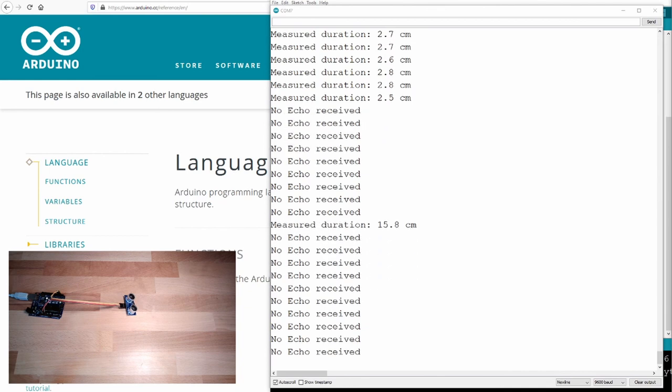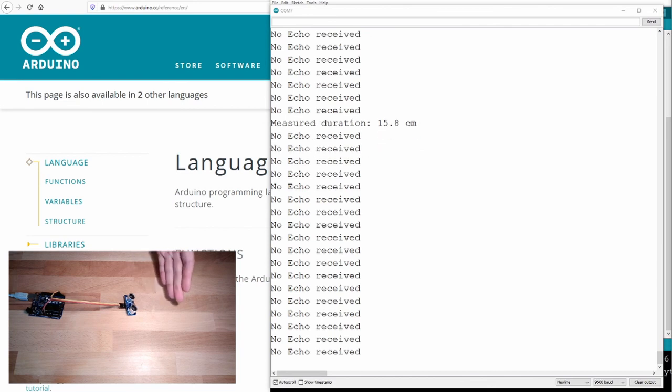Good, so that's distance measurement by sound, ultrasound. Think about how you can get the distance from a duration. Next time, we are going to talk about level measurement with a different approach. We will use a level sensor which is inside our starter kit.